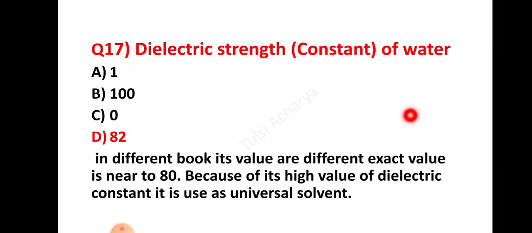In some books you can find the dielectric constant of water is 72 or 81 or 80, but its value is near to 80, or it can be 82 in this case.